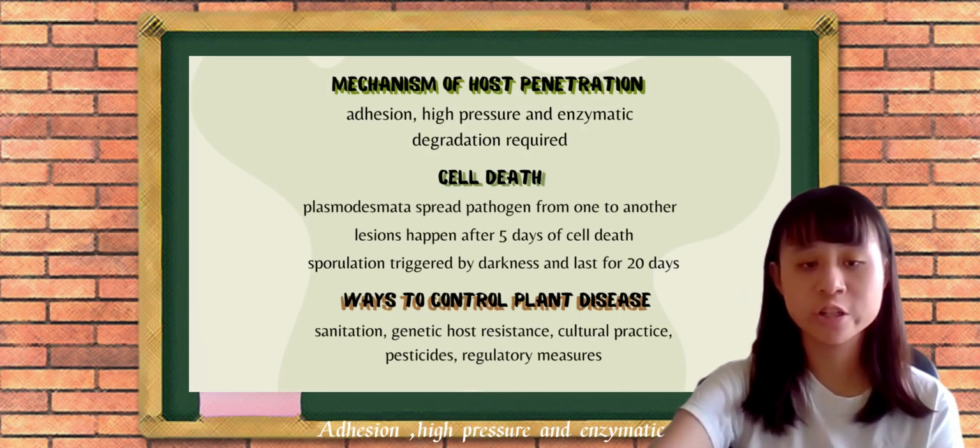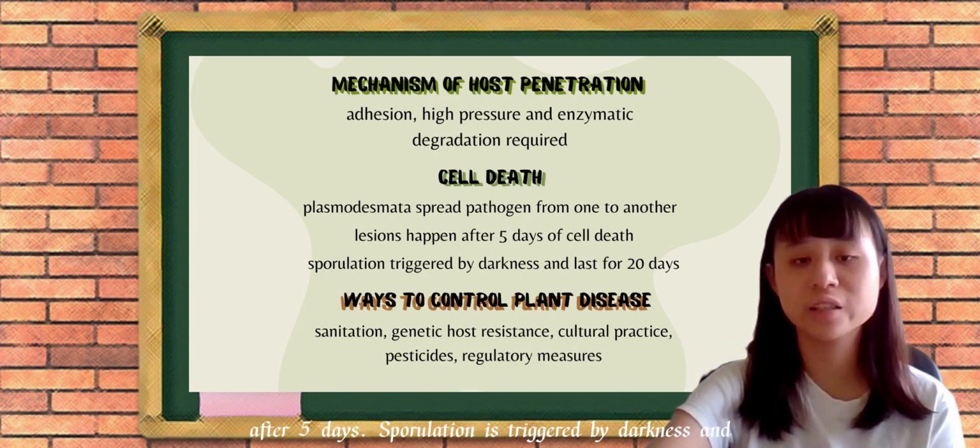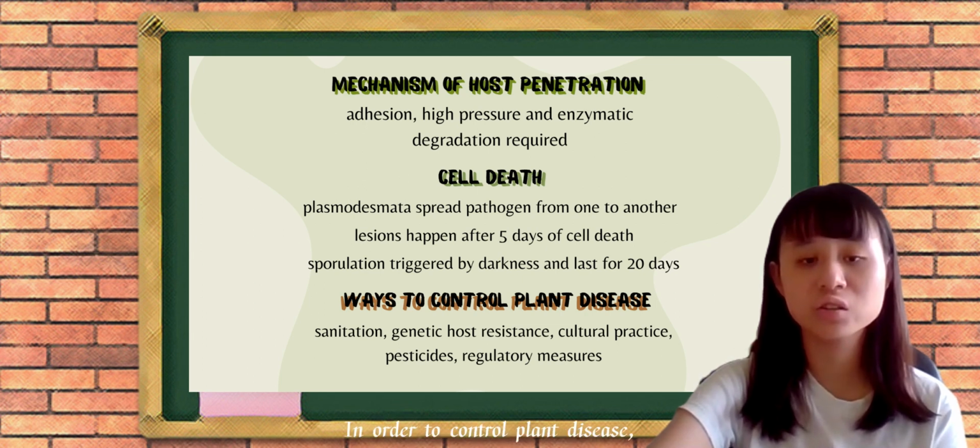Also, adhesion, high pressure, and enzymatic degradation are required as the mechanisms of host penetration. In the process of cell death, plasmodesmata spread the pathogen from one cell to another, and lesions appear after 5 days. Sporulation is triggered by darkness and lasts around 3 weeks. In order to control plant disease, what can be done is sanitation, genetic host resistance, cultural practice, pesticides, and regulatory measures. Now we know that fungal pathogens can use different kinds of lifestyles in order to survive in plants.